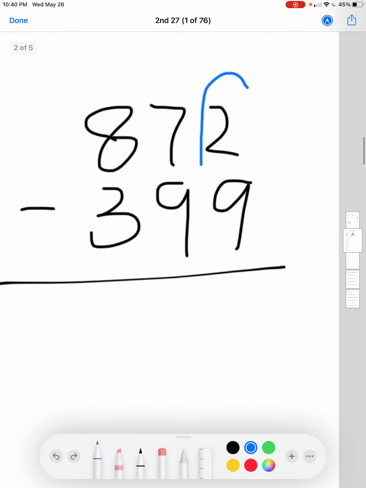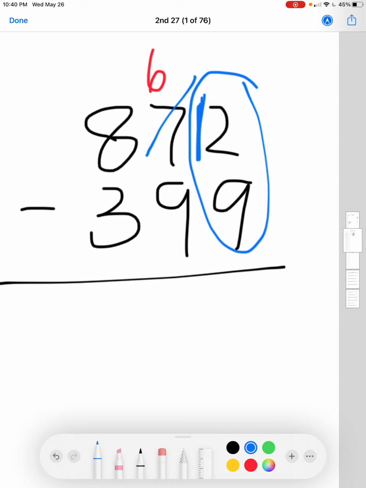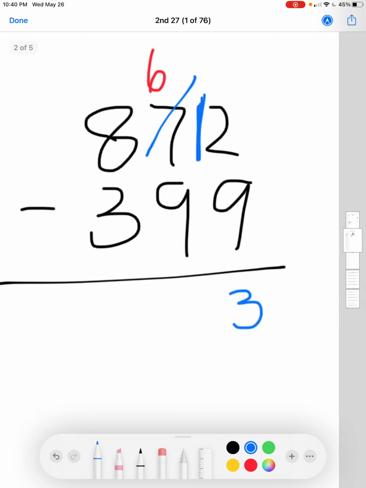So in the ones place we have 2 minus 9. Since we can't do that, we're going to have to regroup. Going to take a 10. This becomes a 6. 7 minus 1 is 6. Going to take that one we just subtracted and move it into the ones place. Now we have 12 minus 9, which is 3.